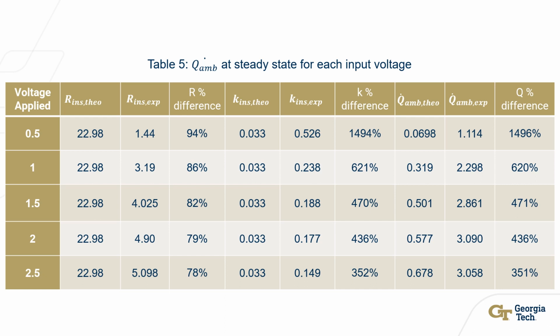This table holds the values for the aforementioned process. Starting with the left side, it can be seen that there's a large discrepancy between theoretical and experimental insulation thermal resistance. The only thing that is being changed between the two is the insulation thermal conductivity, because the internal measurements and depth do not vary. The insulation thermal resistance is much lower than expected, and thermal conductivity is much higher.